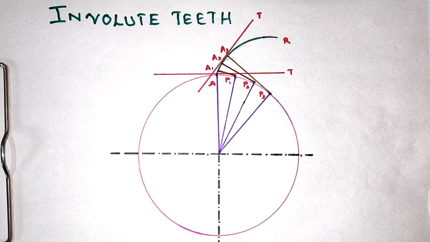So first let us see what involute teeth are. Before we begin with the involute teeth, first let us see what an involute is. An involute of a circle is a plane curve that is generated by a point on a straight tangent which rolls on the circle without slipping, or by a point on a taut string which is unwrapped from the reel.